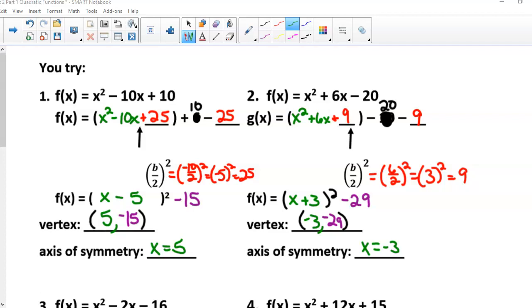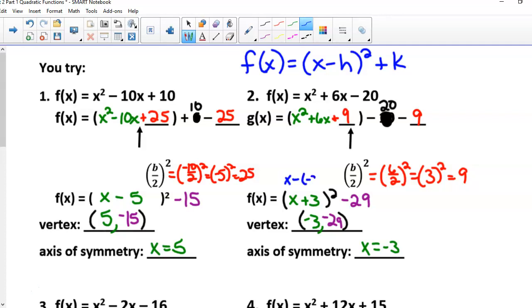And then remember, the general form of the vertex form of a quadratic is a times x minus h quantity squared plus k. So that x minus h means that when we have x plus 3, that's really x minus a negative 3. And so our x value, or our h value, we should say, for the vertex is negative 3. And then the y value is just your negative 29. You take that at face value. And your axis of symmetry is x equals negative 3.